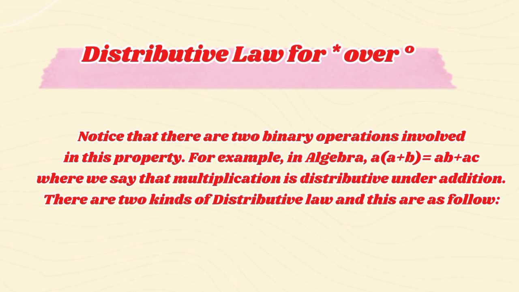And the last one is the distributive law for one operation over another. Notice that there are two binary operations involved in this property. For example, in algebra, A times (B plus C) is equal to AB plus AC, where we say that multiplication is distributive over addition. There are two kinds of distributive law, and these are as follows.